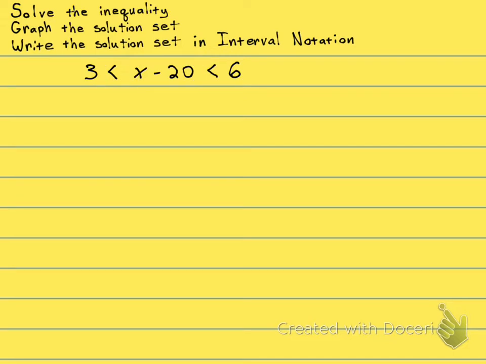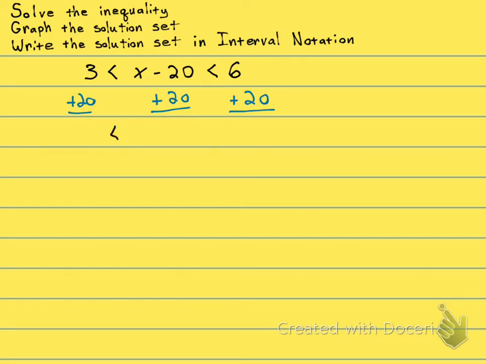So I'm going to look at this as having 3 parts: the left part, the middle part, and the right part. And I want to get this x all by itself. So I need to get rid of a minus 20. And to get rid of a minus 20, I'm going to add 20. And if I add 20 to the middle part, I need to add 20 to the right part, and I also need to add 20 to the left part.